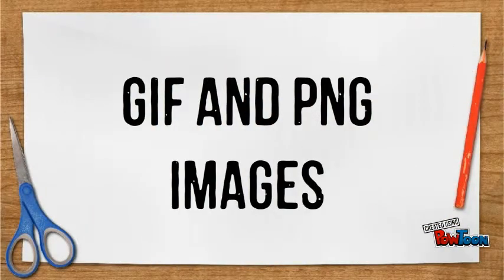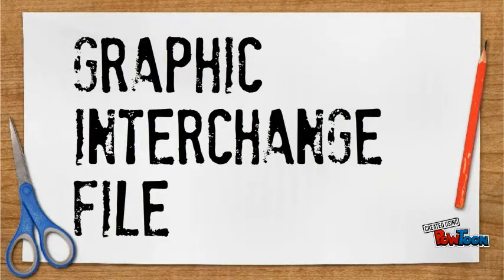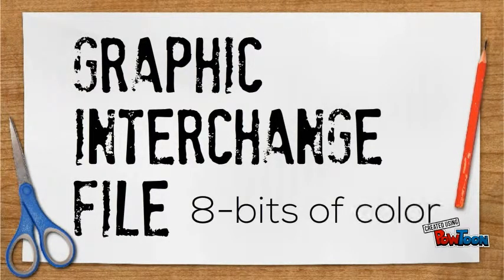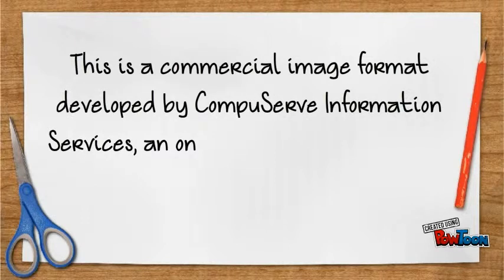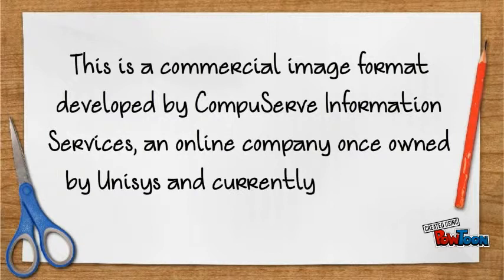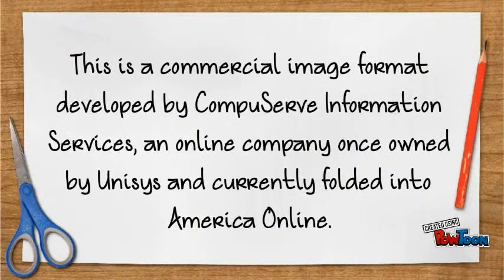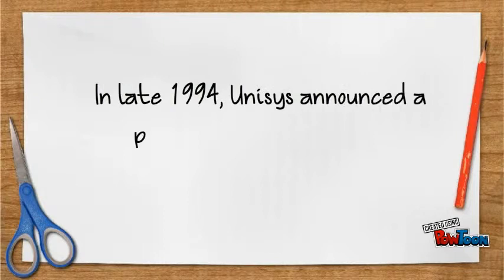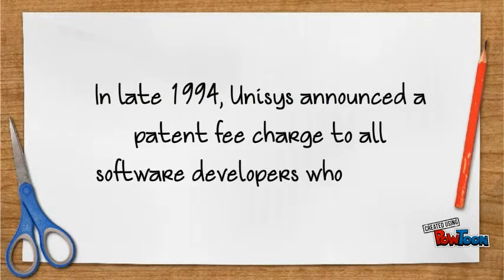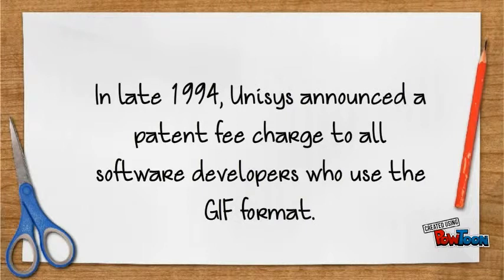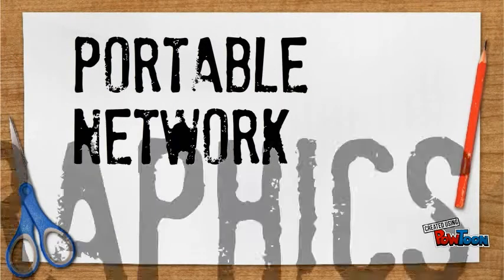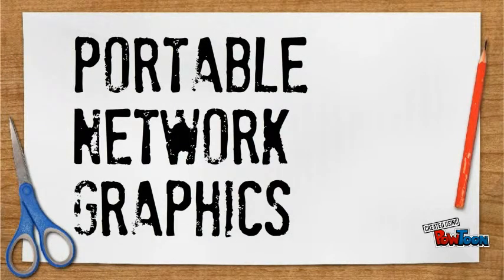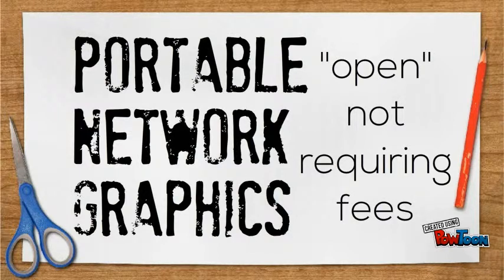GIF and PNG images. GIF images, for Graphic Interchange Format, are limited to 8 bits of color depth, 256 colors. This is a commercial image format developed by CompuServe Information Services, an online company once owned by Unisys and currently folded into America Online. In late 1994, Unisys announced a patent fee charge to all software developers who use the GIF format. In an angry, industry-wide response, the PNG, for Portable Network Graphics, specification was developed as a new open format not requiring fees to replace GIF.